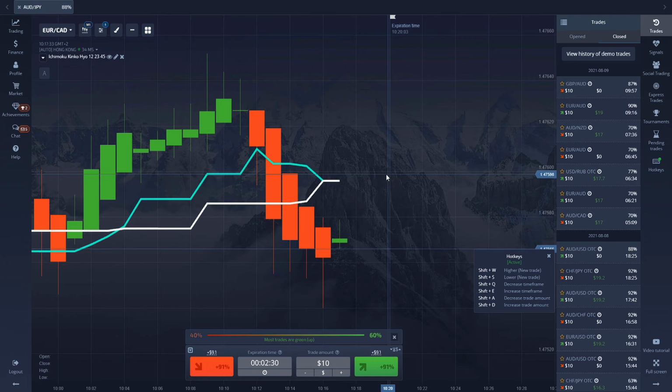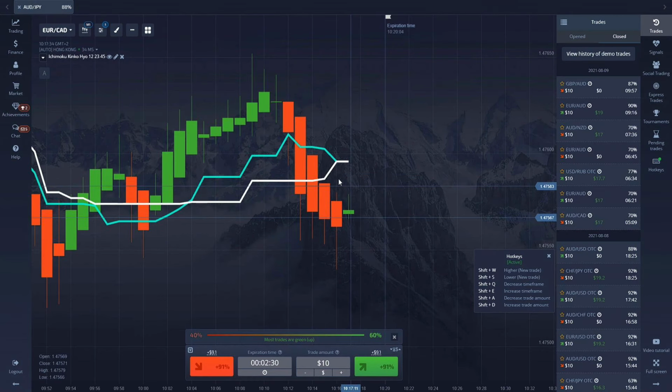Take a look at the EUR/CAD. The two lines meet each other. You can see that the Heiken Ashi bars produce a reversal bar, or a green bar. It means that the trend will go up. Let us trade higher with it.